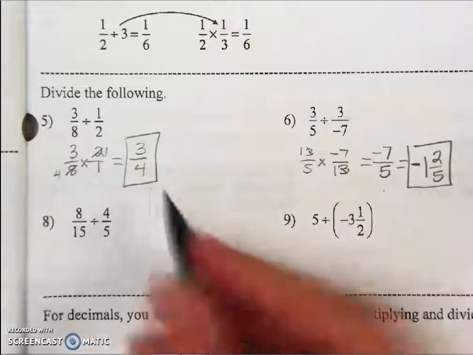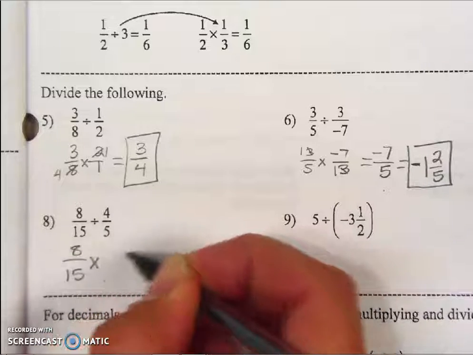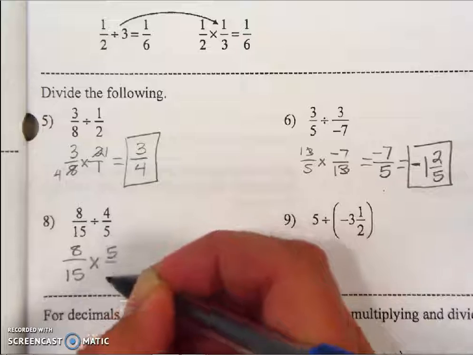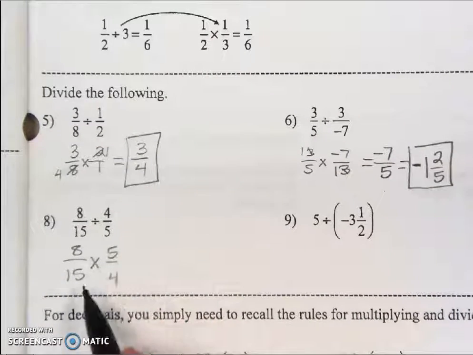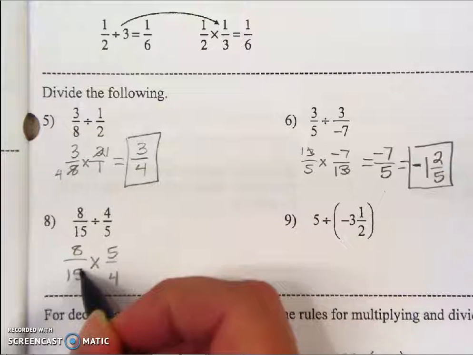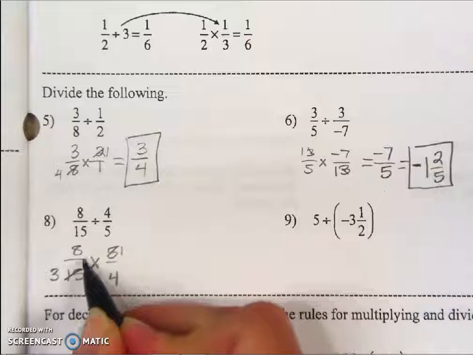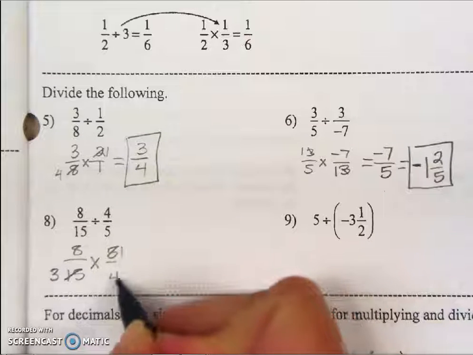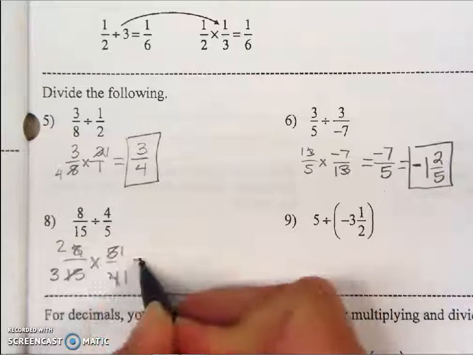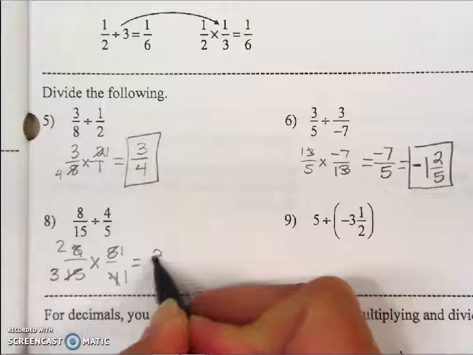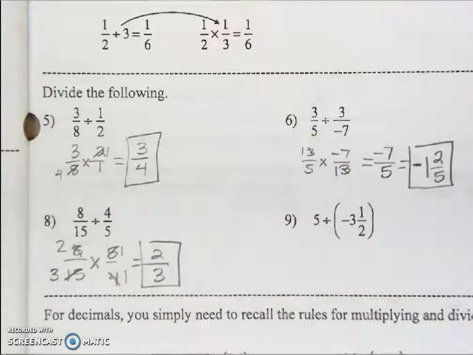Keep, change, flip. So we're going to keep 8/15. We're going to change to multiplication. And we're going to flip to 5 over 4. Ooh, this one has a lot of cross-reducing again. 15 and 5, we can reduce by 5s. 5 goes into 15 3 times. 5 goes into 5 once. 8 and 4, we can also cross-reduce by 4s. 4 goes into 4 once. 4 goes into 8 2 times. 2 times 1 is 2. 3 times 1 is 3. Nothing else to do. There's our answer.